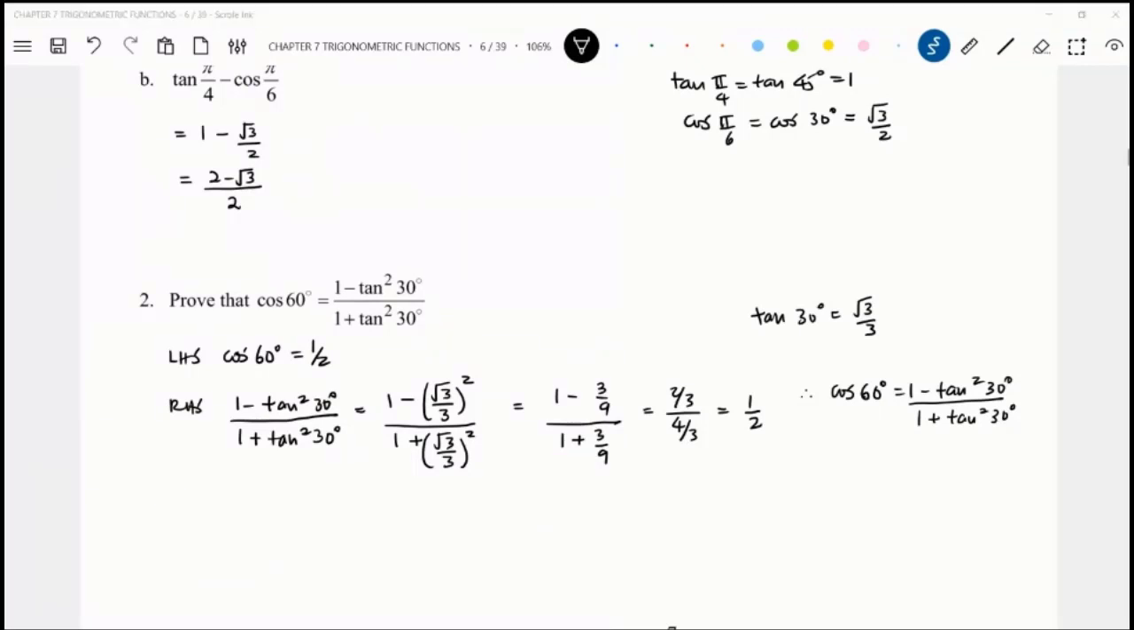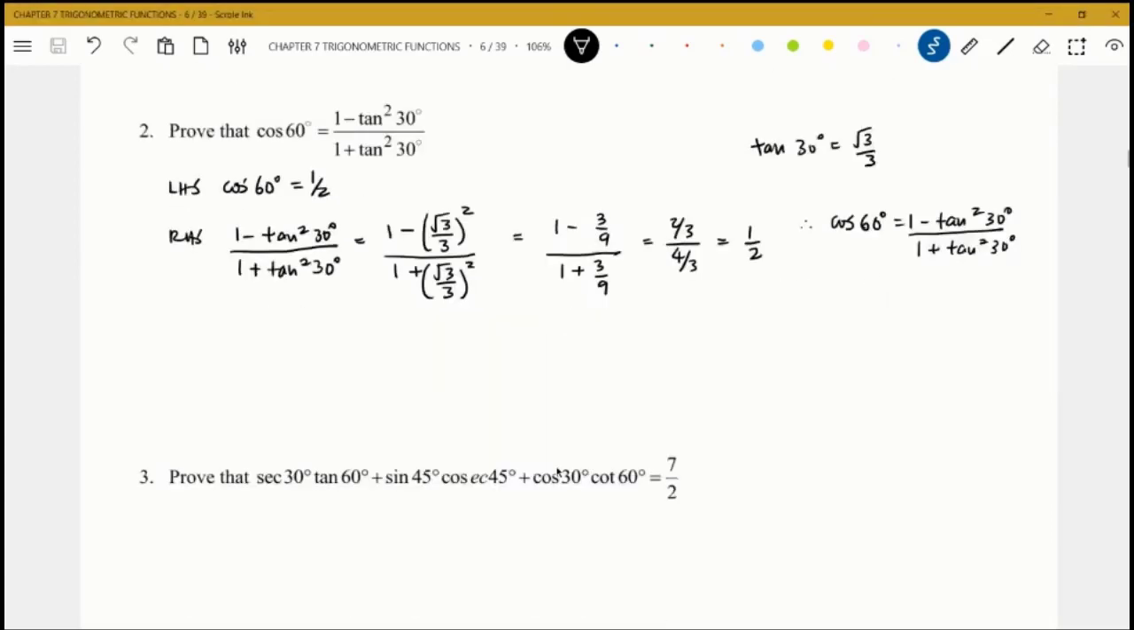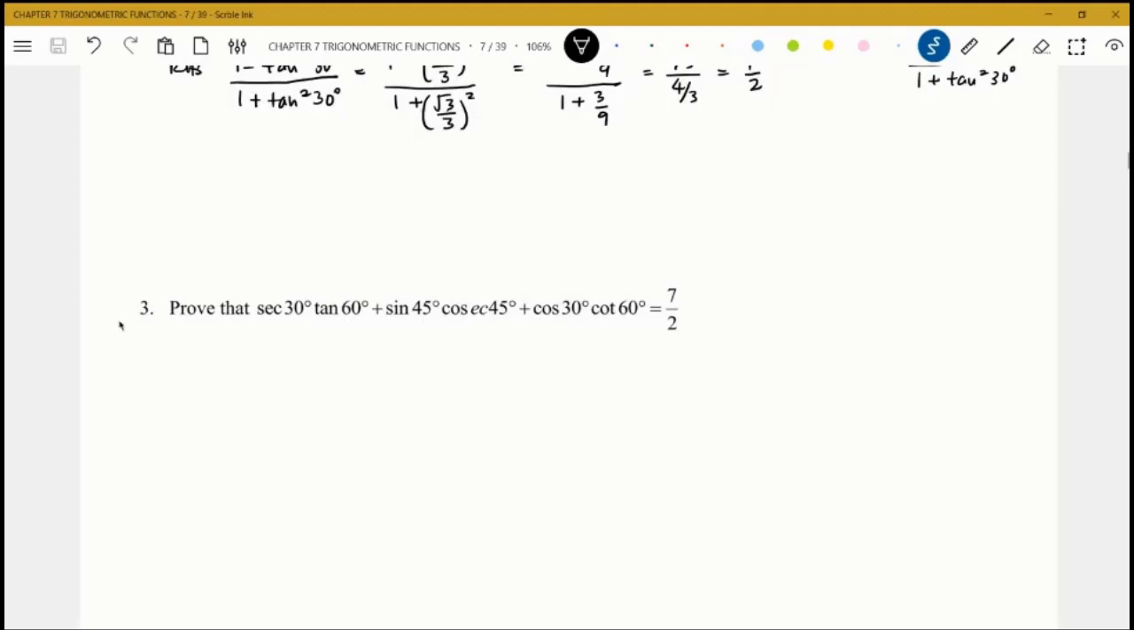Okay, we can proceed to the next one, which is number 3. Number 3 asks us to prove that the expression is equal to 7 over 2. So we can substitute all the values: 30 degree, 60 degree, 45 degree. But then you have to simplify the equation first. Kita akan simplify dulu function trigo kita di sini. So secant 30 degree, cosecant dan juga cotangent kita akan simplify to be primary trigo dulu.